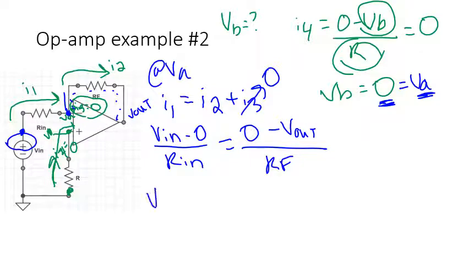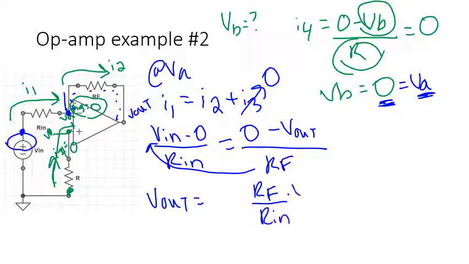Let's solve this equation for Vout. So to do that, I need to multiply Rf by this other side, so I end up with Rf over Rn times Vn, so it's Vn minus 0. And I still got to get rid of my pesky minus sign, so it's really minus this whole term.